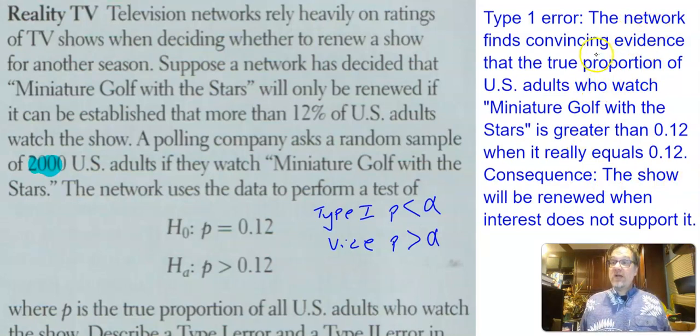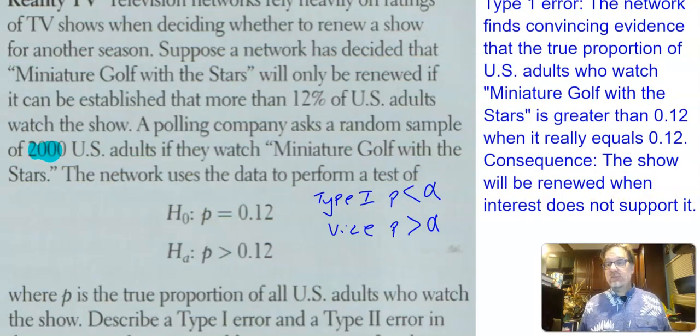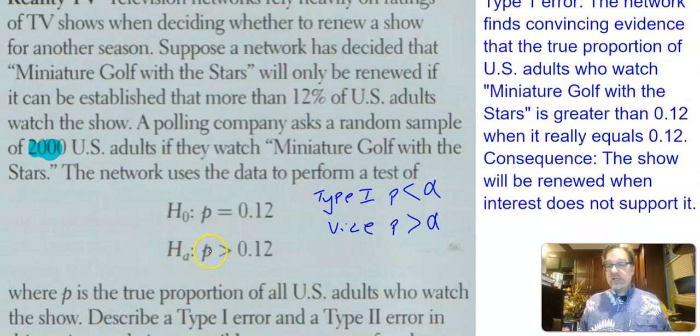So the network finds convincing evidence that the true proportion of U.S. adults who watch Miniature Golf with the Stars is greater than 0.12. Yeah, because that's my alternative hypothesis. A p-value that is smaller than alpha has me going, the alternative hypothesis is true. Well, the alternative hypothesis shouldn't have been true. The null hypothesis should have been true. So what's going to happen is I am going to renew that show because I believe enough people watch the show, and then no one wants to really watch the show. That's a type 1.